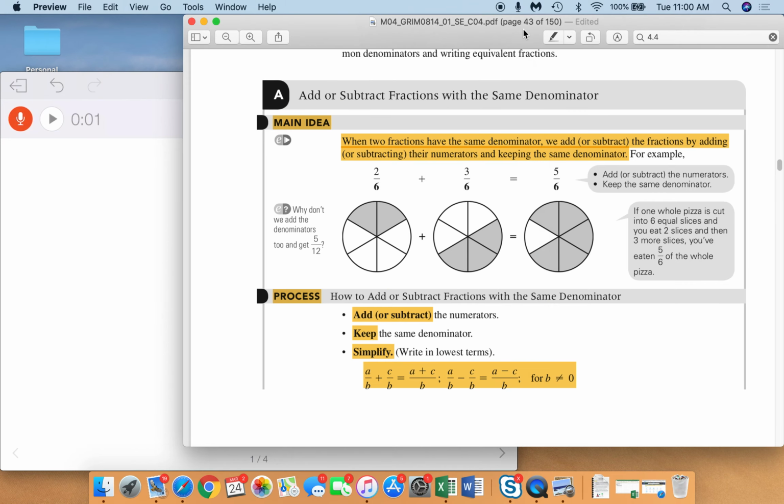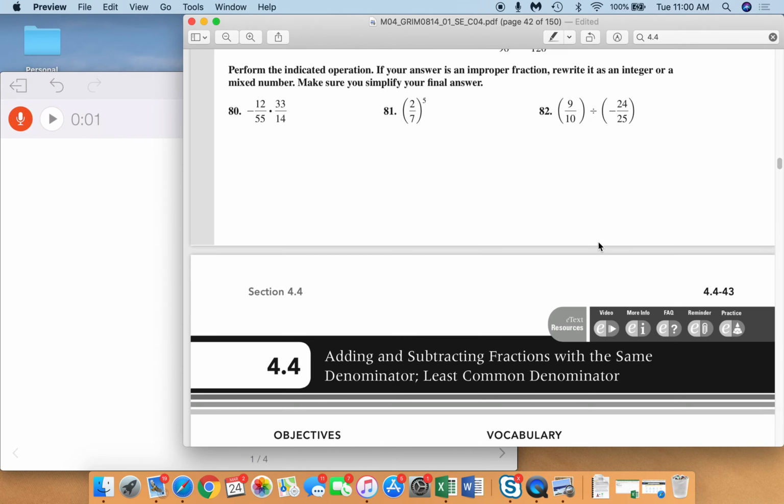All right, guys, so sorry about that connection we had. We're looking now at section 4.4.